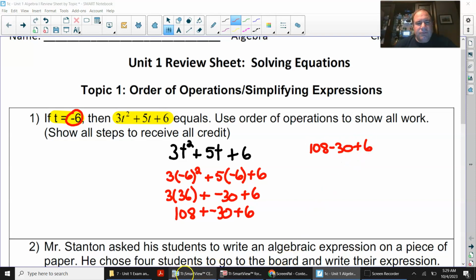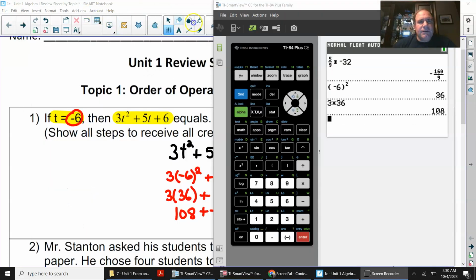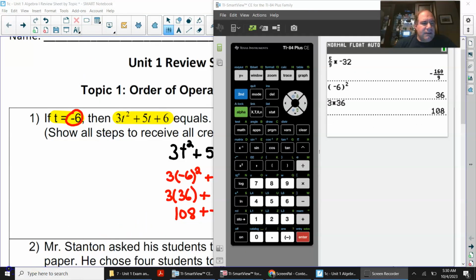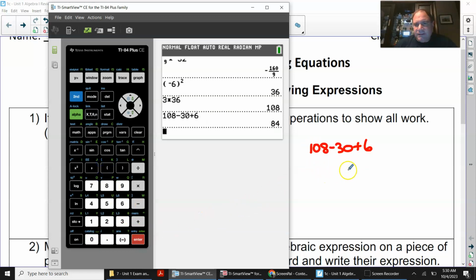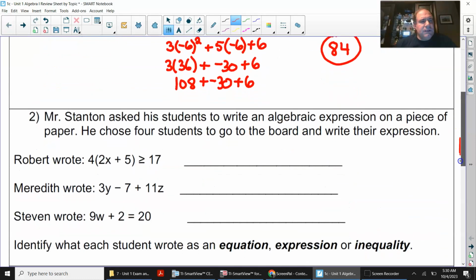And nobody knows that you're going to use the calculator for this, but I know it says order of operations. I'm going to put in 108 minus 30 plus 6. And my final answer is 84. And that's showing all your steps. And that's it.